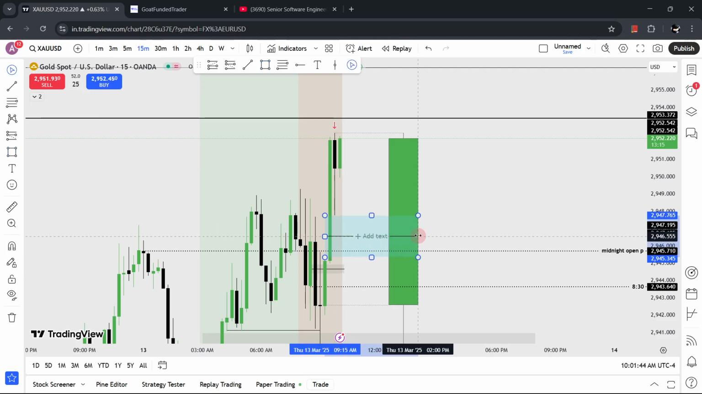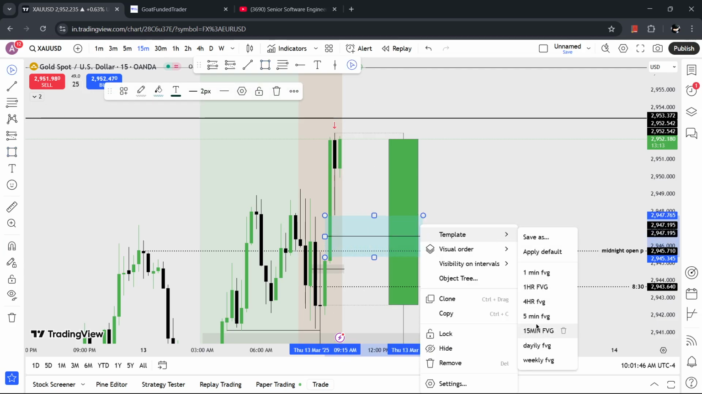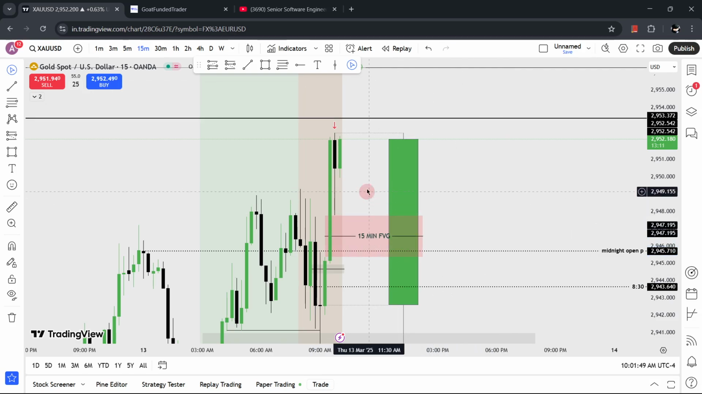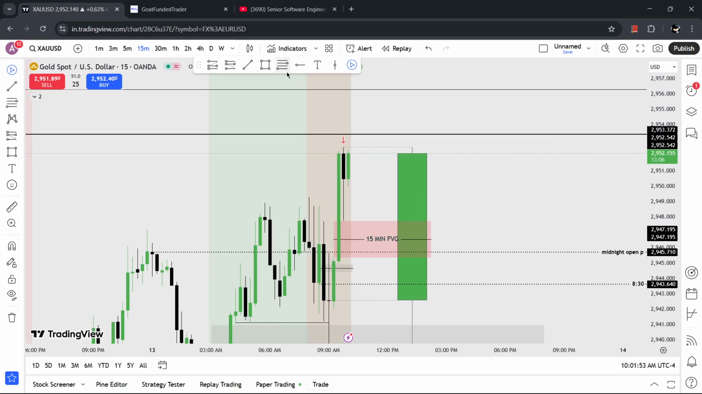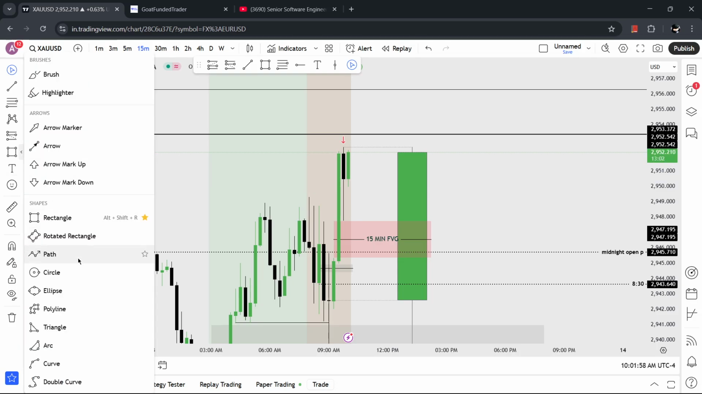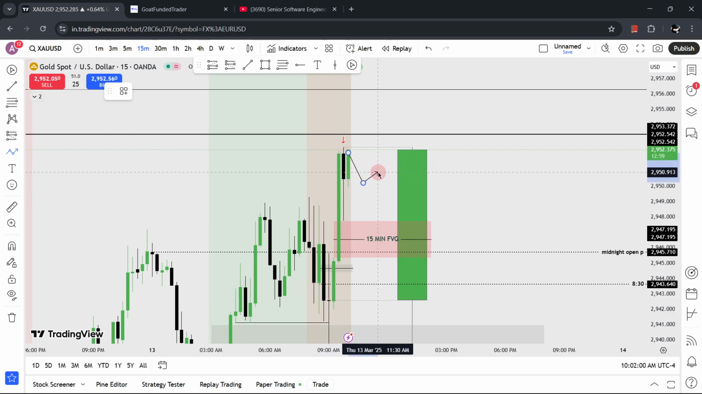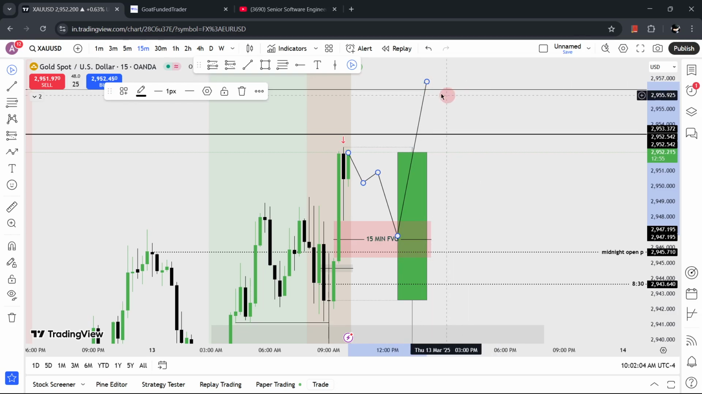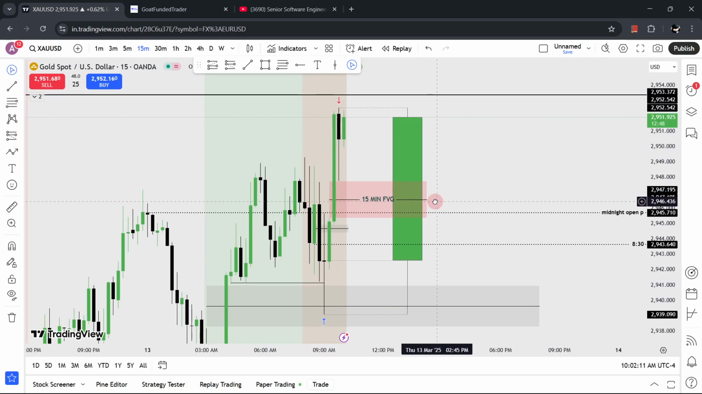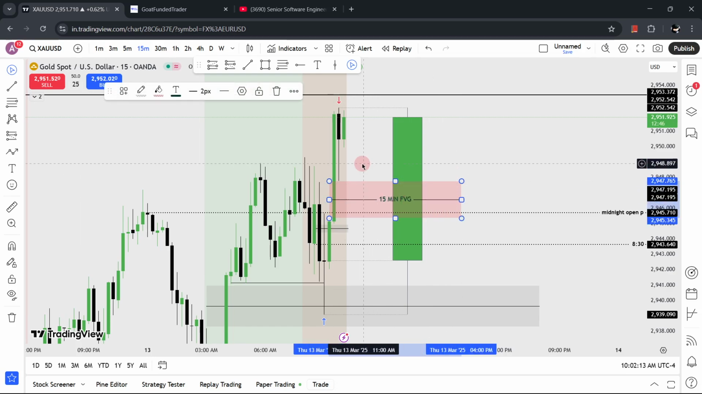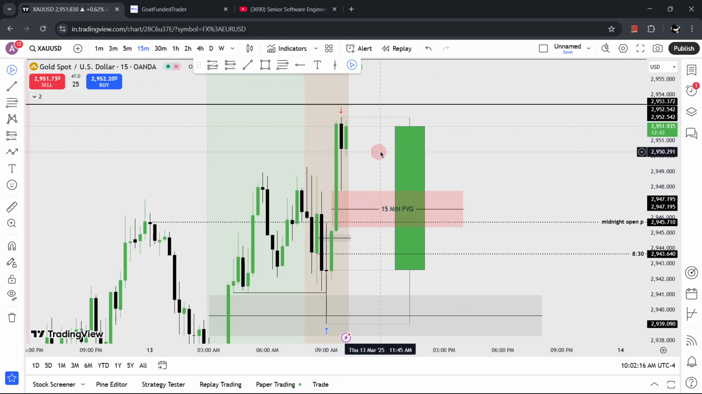Okay, so we have the 15 minute fair value gap resting here. Either it could come like this and create this new high somewhere over here, or it can directly go higher. So I'm not gonna trade on this area, because my trade for the day is over.